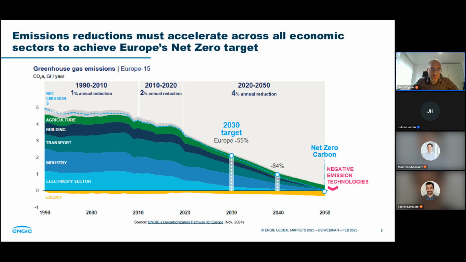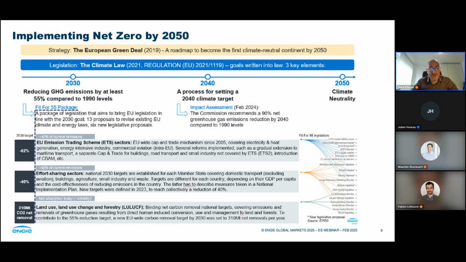Now, this is a long-term goal, and it's not sufficient, because you cannot just say, let's make sure we get to net zero by 2050, and hope that somehow the economy converges to that long-term goal. We have to do more than this. What we have to do, in principle, is translate these goals into legislation to frame the economy and guide it towards this long-term goal. And this is what has been done at European level over the last years.